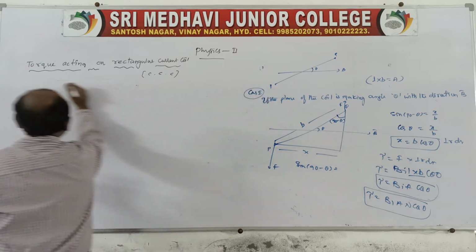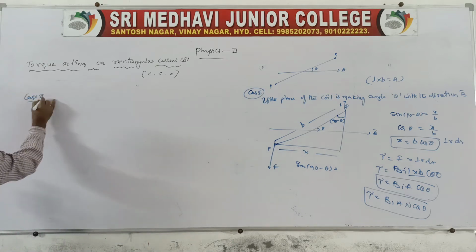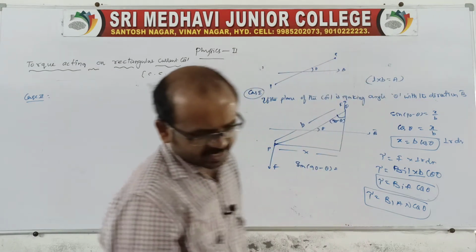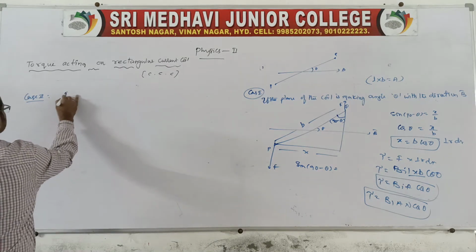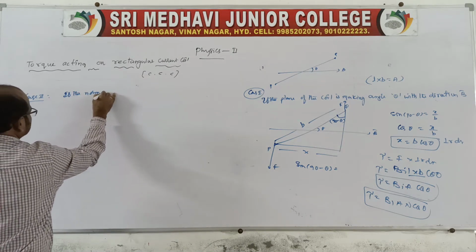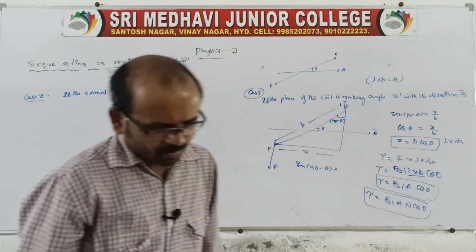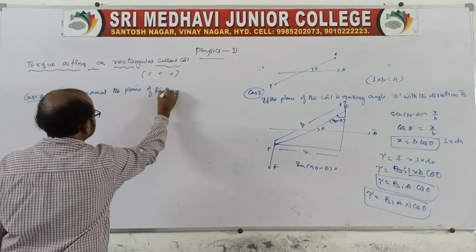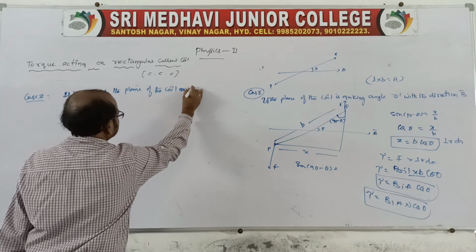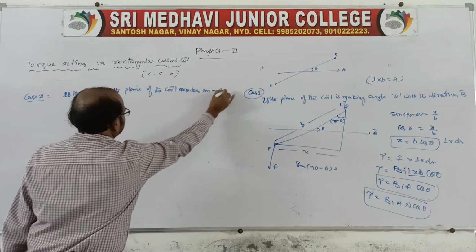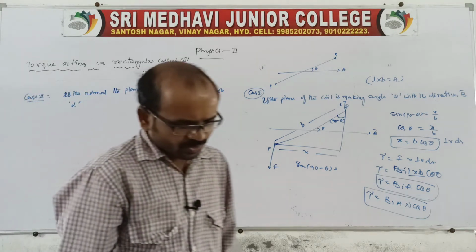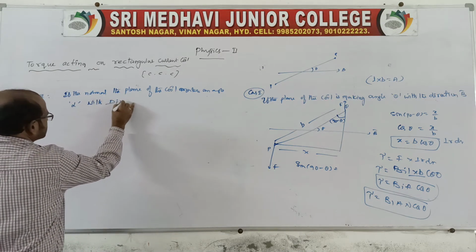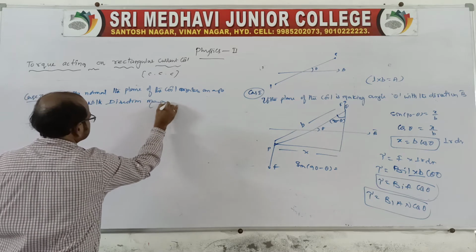Now I am saying case 2. So case 2 is, if the given condition is that the normal to the plane of the coil makes an angle alpha with the direction of the magnetic field, that is B.